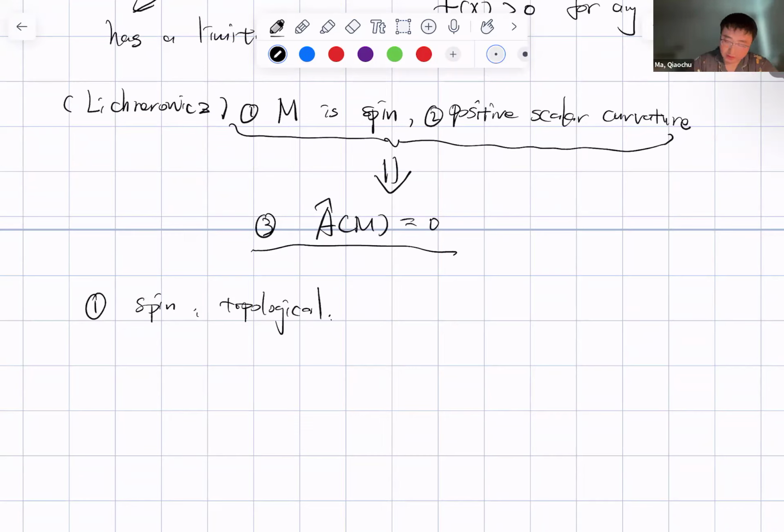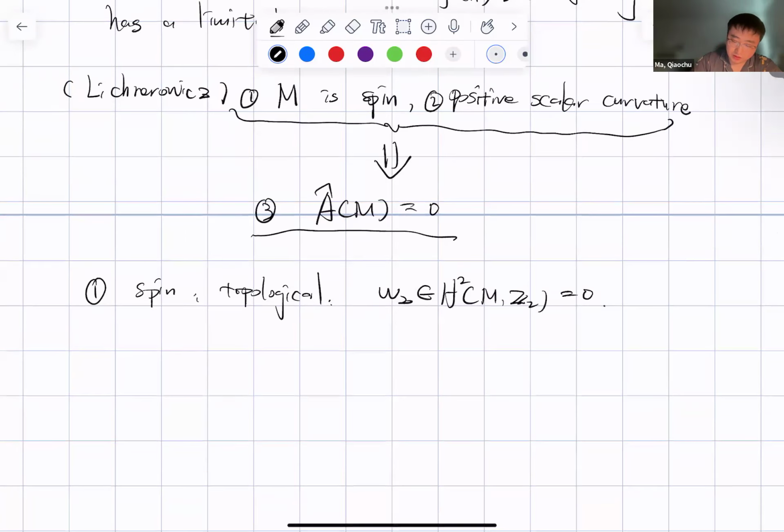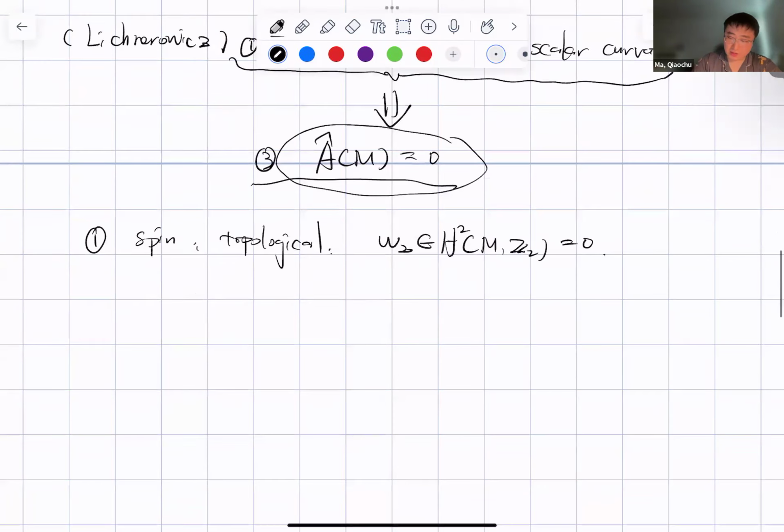Actually, we only need its Stiefel-Whitney class. It's a characteristic class in Z2 cohomology of degree 2. When it is 0, this manifold has a spin structure, and an A-hat genus. This A-hat genus is a characteristic number, A-hat(M), the integration over M of a differential form.